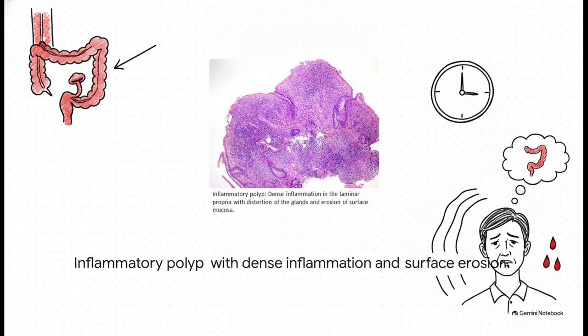Now, here is a massive high-yield concept, essentially blue text for your board exams, and that is solitary rectal ulcer syndrome, or SRUS. The pathogenesis here is pretty fascinating. It happens when the puborectalis muscle abnormally contracts when a patient strains during defecation. This essentially compresses the anterior rectal wall on the upper anal canal, leading to mechanical trauma, localized ischemic injury, and the formation of these inflammatory polyps.